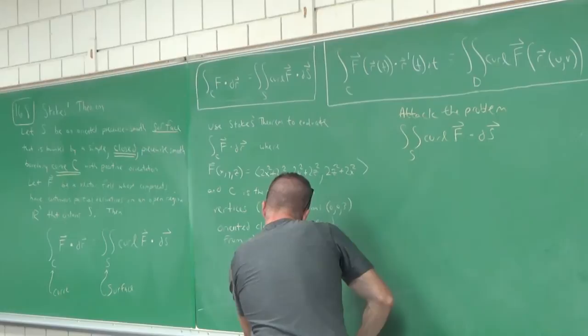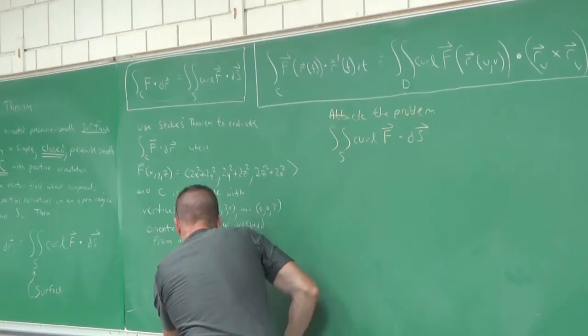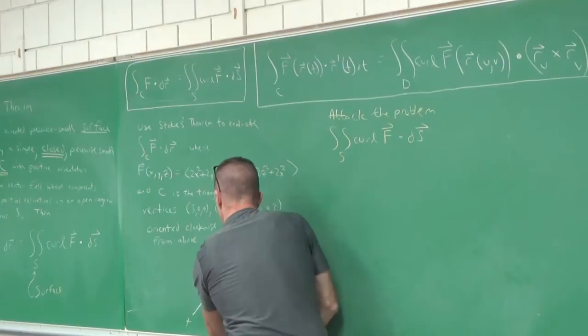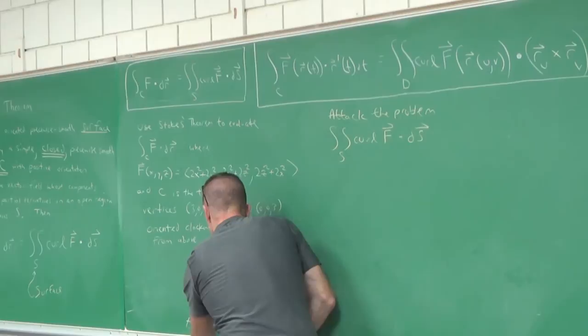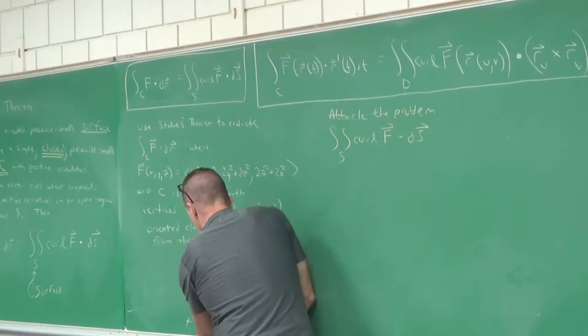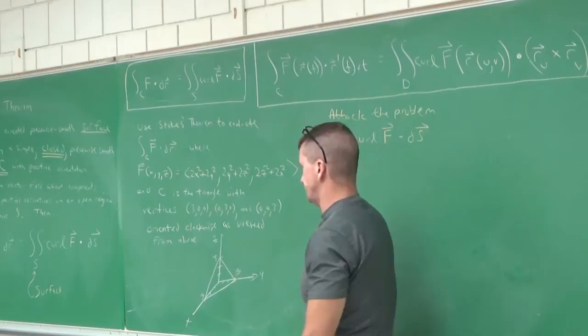All right, y-axis, z-axis, x-axis, 1, 2, 3, 1, 2, 3. One, two, three. There is the surface that you're talking about. That's the surface right there. It's a plane. And that's a plane right there.